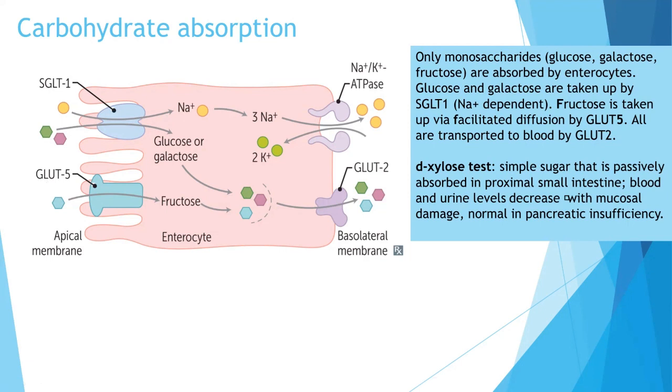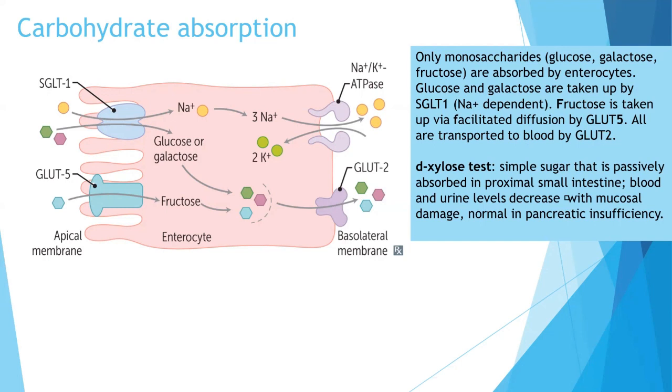Okay. And we already know about one test that is called the D-xylose test. D-xylose is a simple sugar that is passively absorbed in the proximal small intestine, and the blood and urine levels decrease with mucosal damage, and they are normal in pancreatic insufficiency. So when we administer D-xylose to the patient, okay, D-xylose is a simple sugar which is passively absorbed in the proximal small intestine. Okay, it does not need active transport. And the blood and urine levels decrease whenever there is mucosal damage.